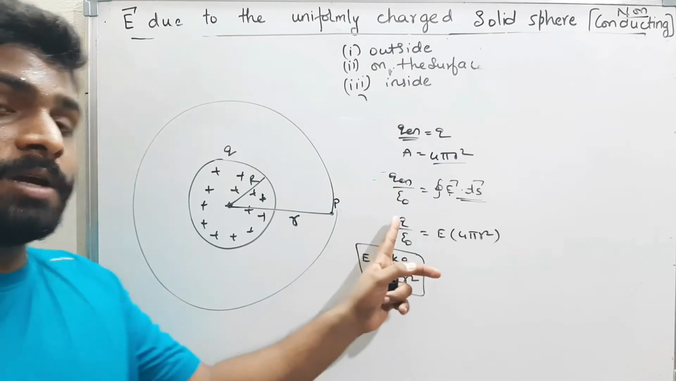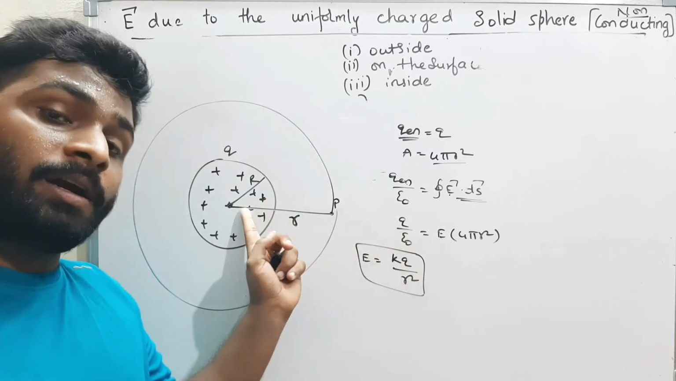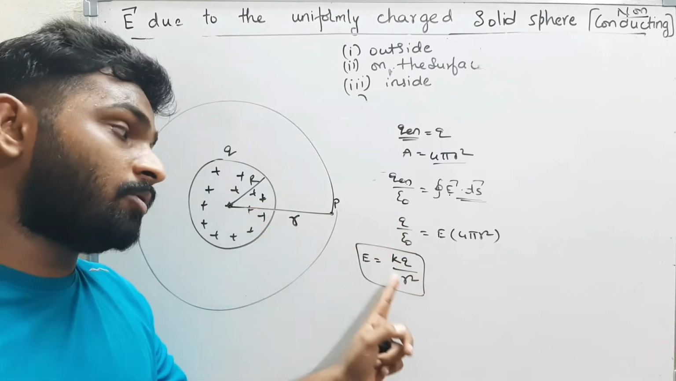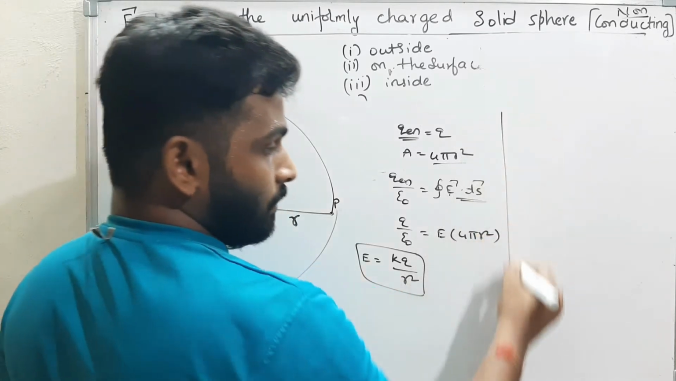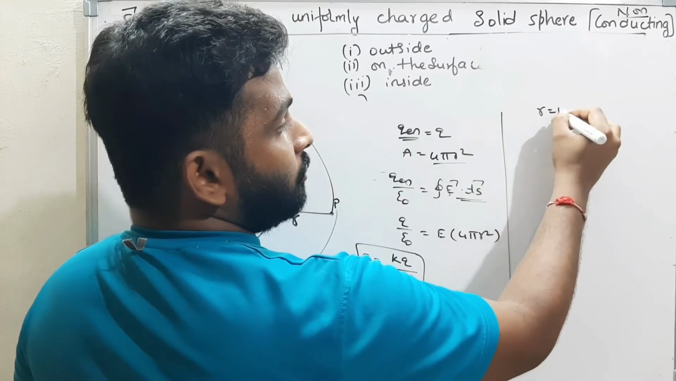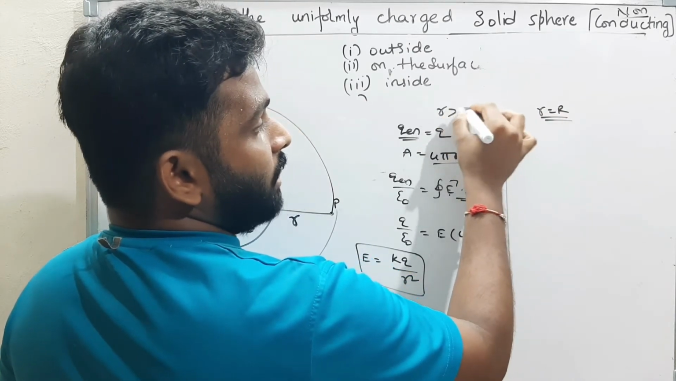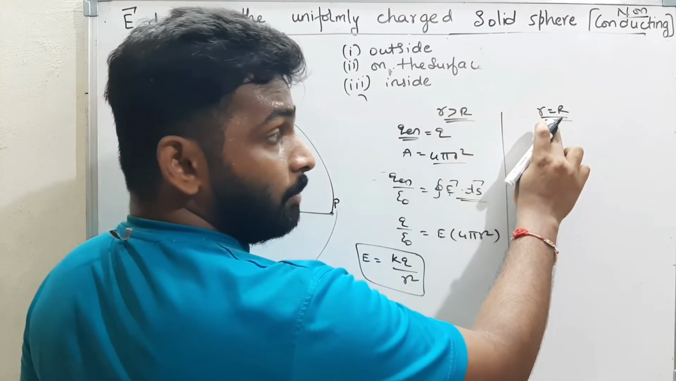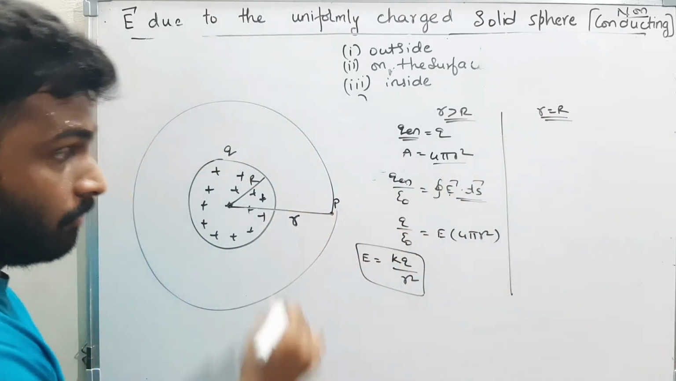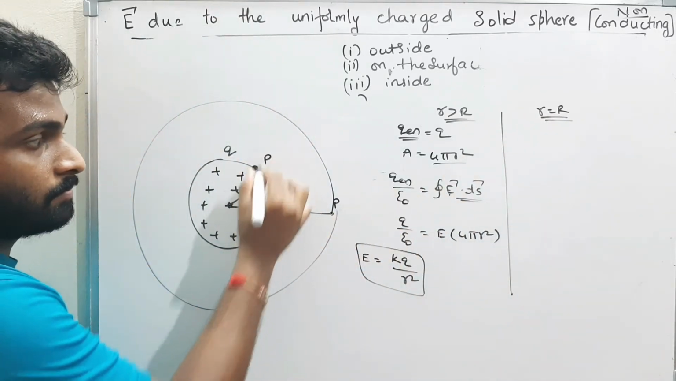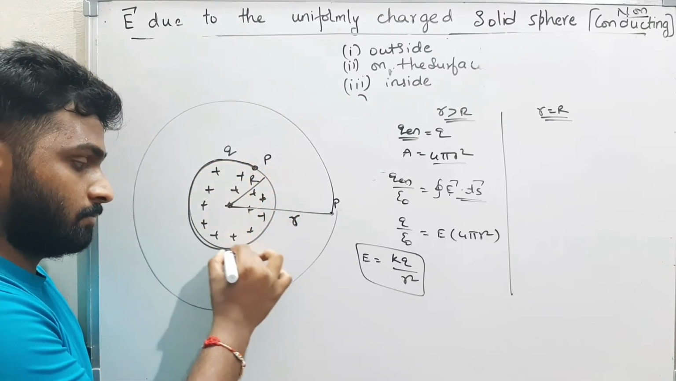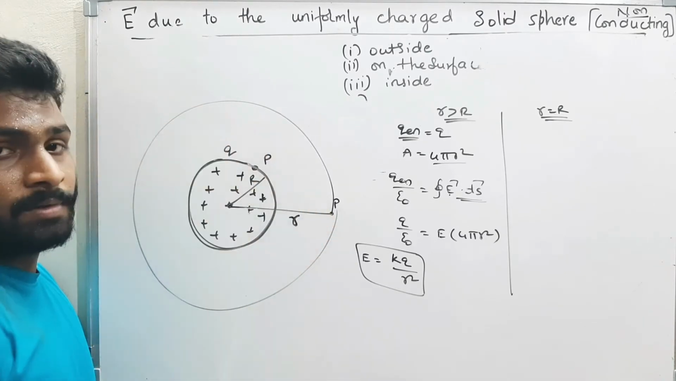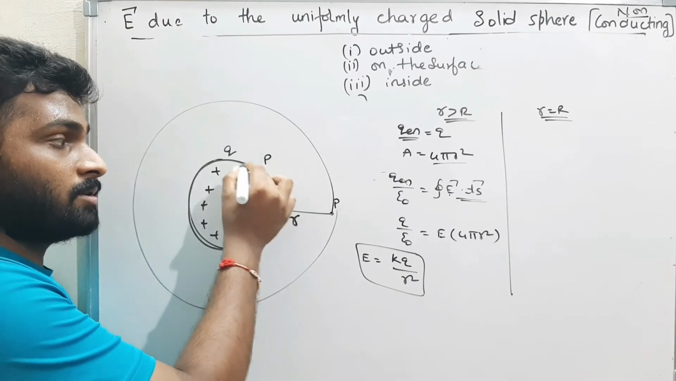When the point is outside, both conducting as well as non-conducting spheres will give me the same electric field. Now, when r is equal to capital R, that is, when the point is on the surface, this is the Gaussian surface.